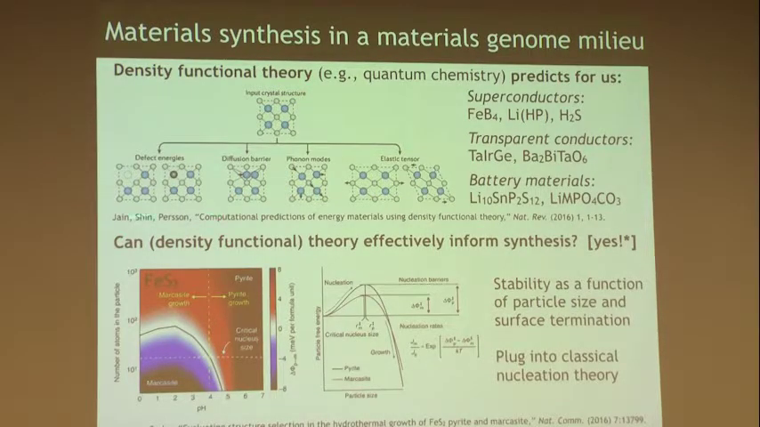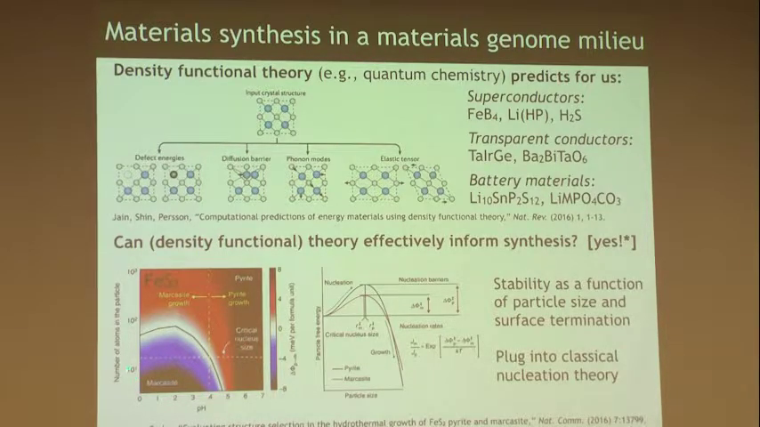And so can theory, or density functional theory, actually inform synthesis? I think yes. I think it can if we ask the right questions. So there's this nice paper from Gerbrand Ceder's group looking at the formation of iron-sulfur polymorphs, whether it's pyrite or marcasite. Using some density functional theory along with classical nucleation theory, you can map out effectively a phase diagram that looks at the activation barrier to making marcasite versus pyrite as a function of pH.